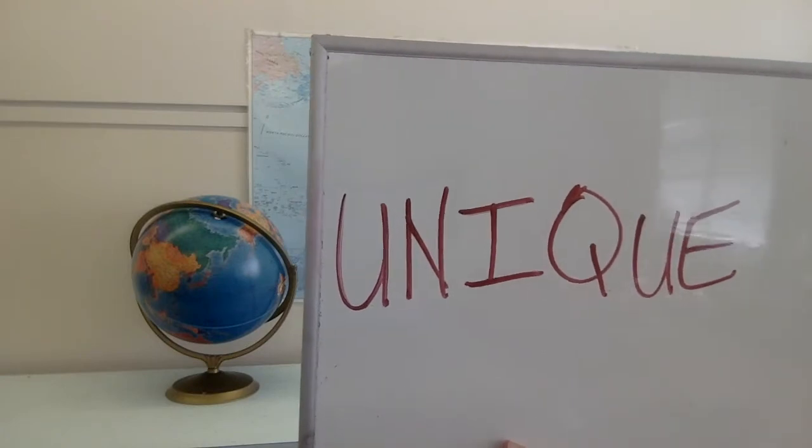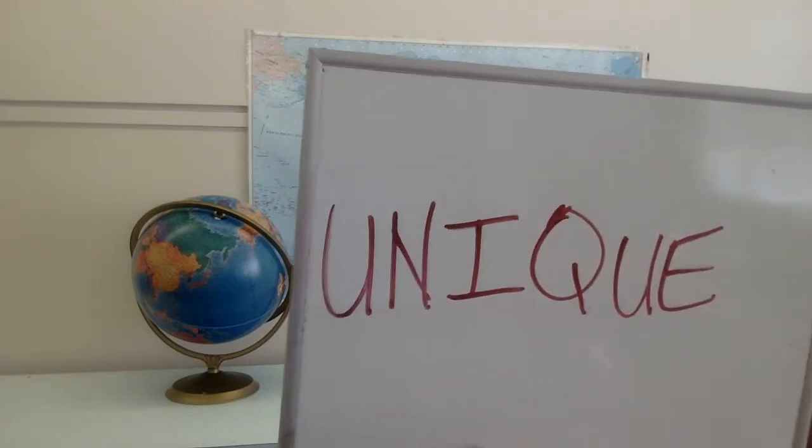All right, and the last word for this video, for this mini-series, for this chapter. Unique. U-N-I-Q-U-E. Unique. Unique is something special. It's something that is different from what is normal. It's different in some way from what is normal.